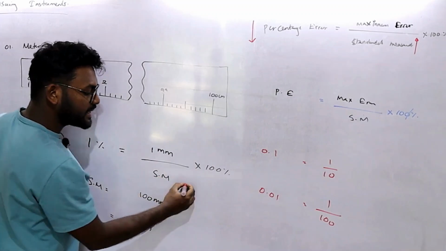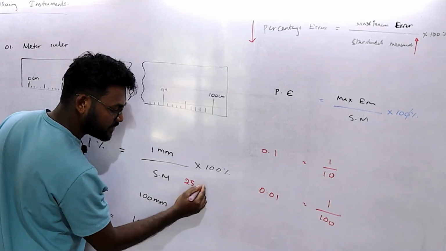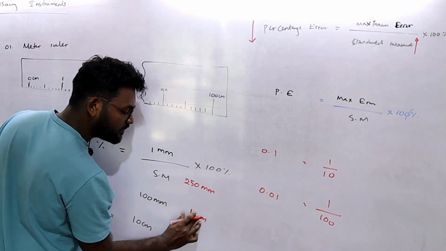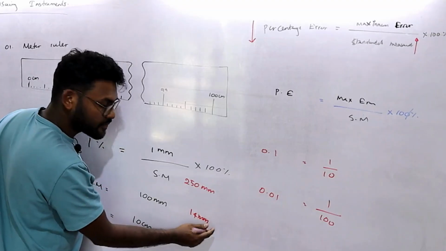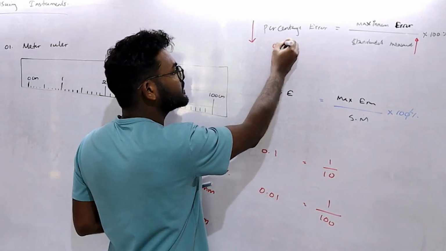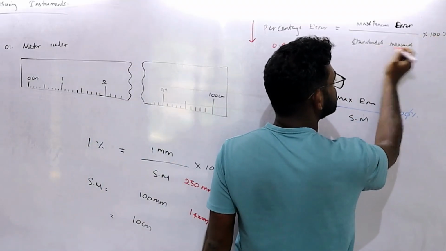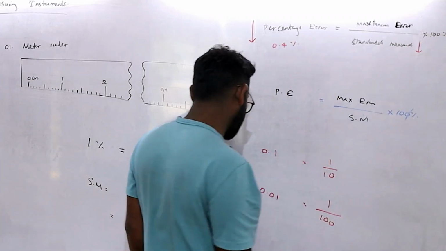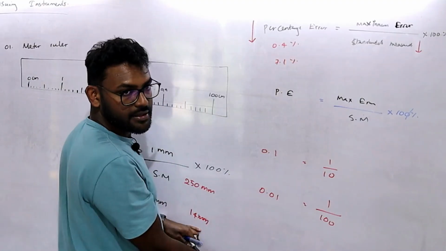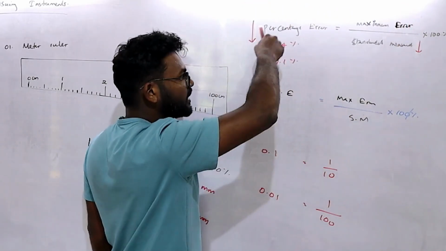When using the meter ruler, in the earlier case we measured 25 centimeters, which means 250 millimeters. In the second case we have just measured around 14 millimeters. So in the first case you have a higher denominator, so it reduces the percentage error to around 0.4%. But in the next case, the standard measurement got reduced to 14 millimeters, and the percentage error has increased to 7.1%. Reducing the denominator will increase the value here, and increasing the denominator will reduce the value.